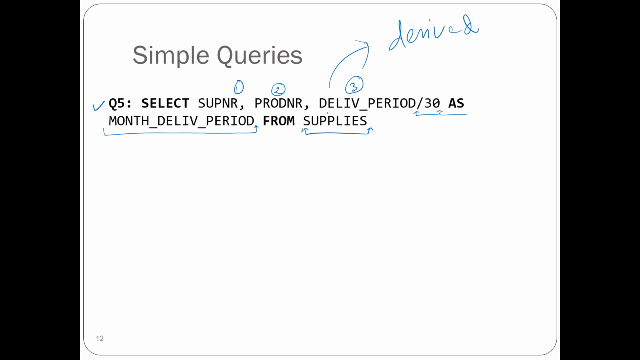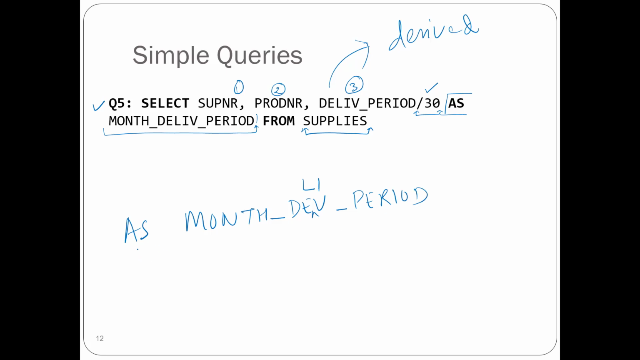So for that reason, on that column delivery period, let's do this computation, which is division by 30. If you divide that column by 30, then the delivery period would be reported in number of months in place of number of days. Good, fine. So if you follow that, now let's pay attention to AS and this part, right? So AS and monthly deliv period, sorry, my bad, deliv period.